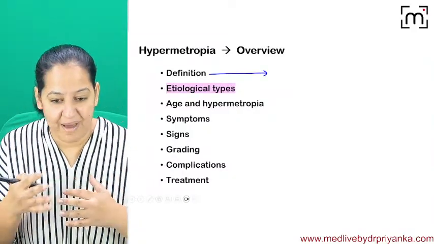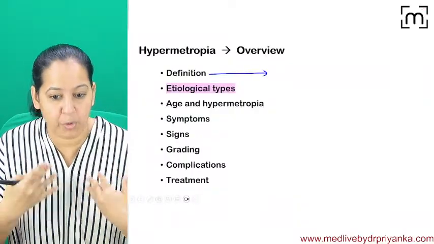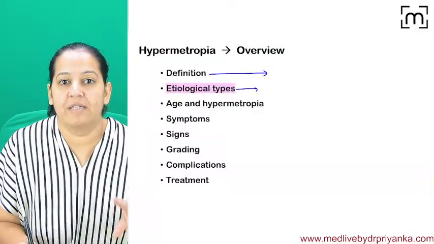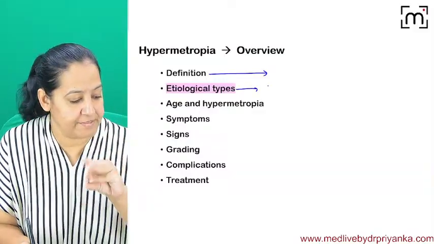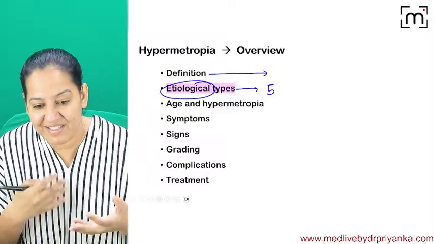Now you write the definition in paragraph, flowchart, pointers, or bullets, it's your choice. I have explained well how to write it and how to understand it. This is the definition. Now coming to etiological types. There are 5 types of hypermetropia, depending on 5 different causes. That's why these are known as etiological.